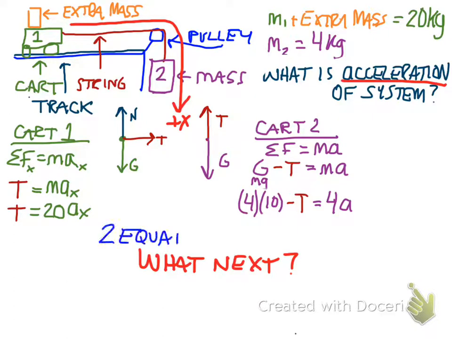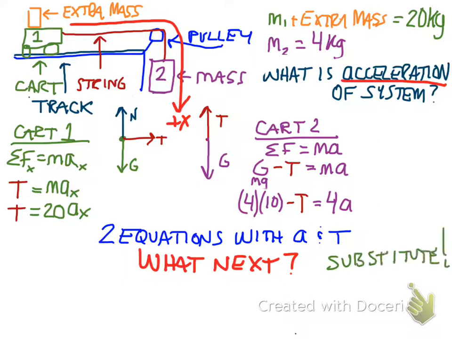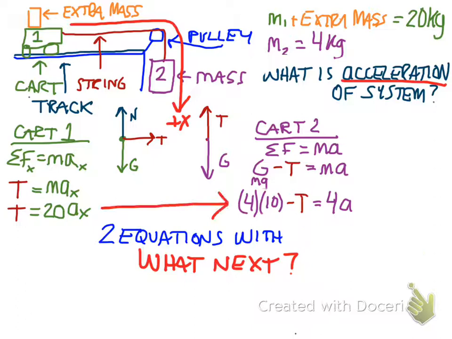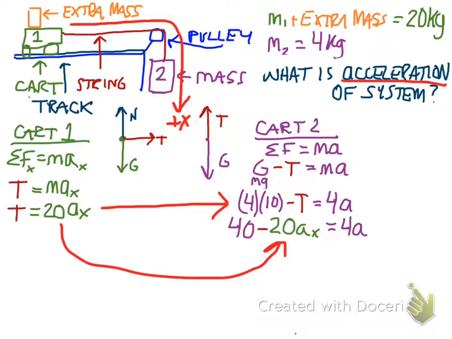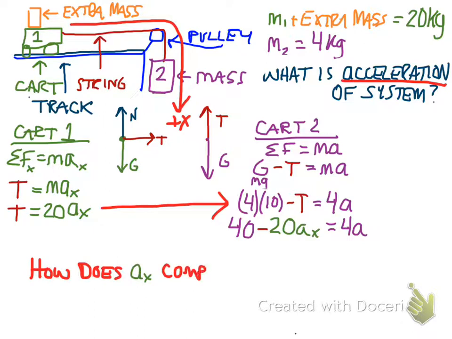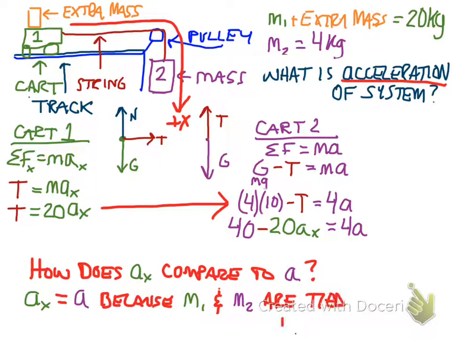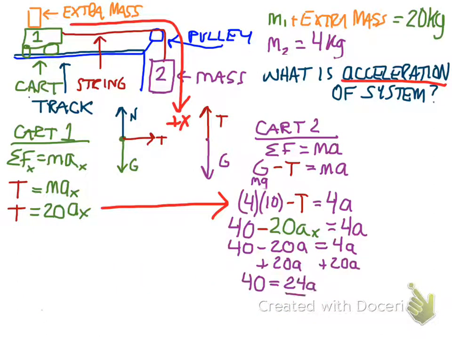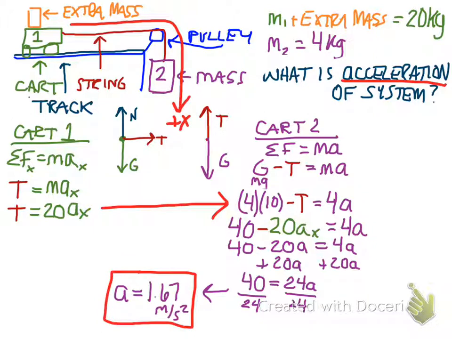So what do we do next? Well, what we can do is we can substitute, because we have two equations that have the same two unknowns. So we can substitute that T from cart 1 in for T in cart 2. And now the question is, how does the a_x for the cart compare to the acceleration of that hanging mass? Well, remember that they're tied together, so the accelerations will be the same because one can't move any faster than the other. So now that allows us to continue through with our algebra. And what we find out is the acceleration of the system then will be 1.67 meters per second squared.